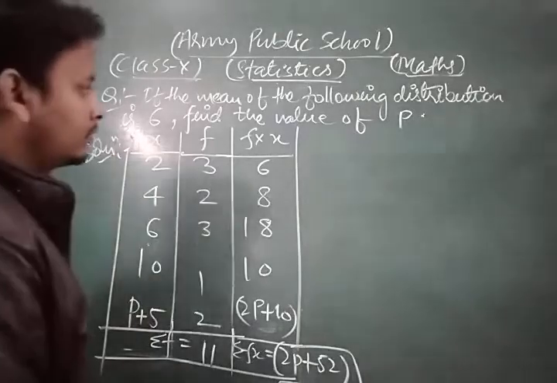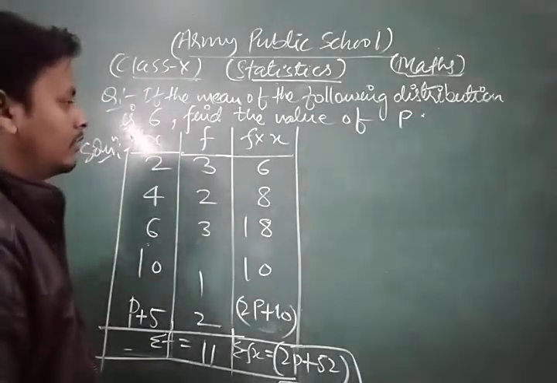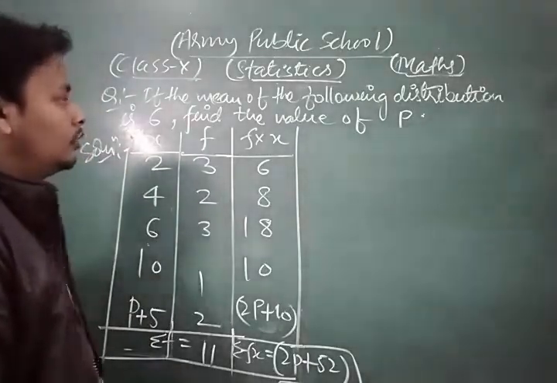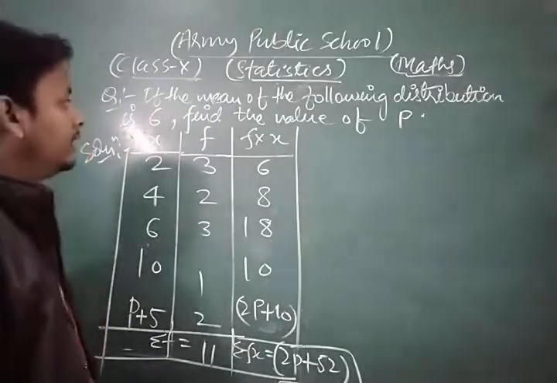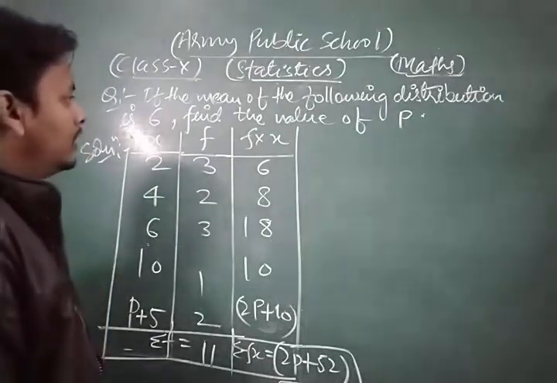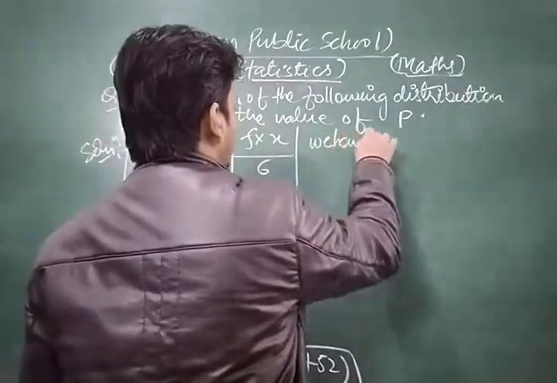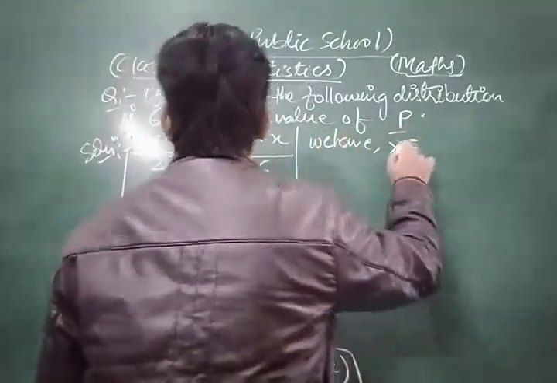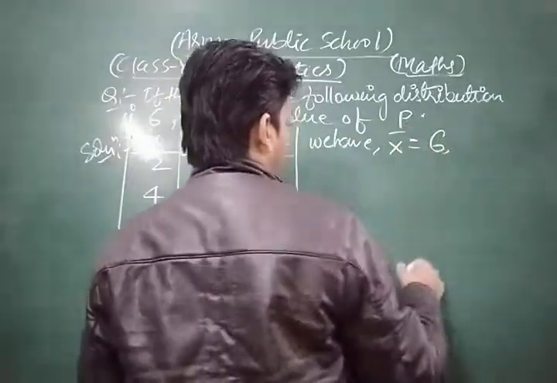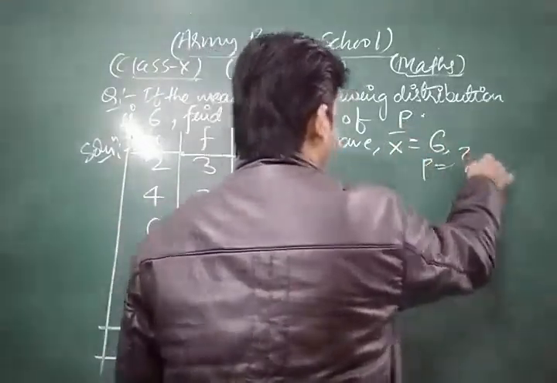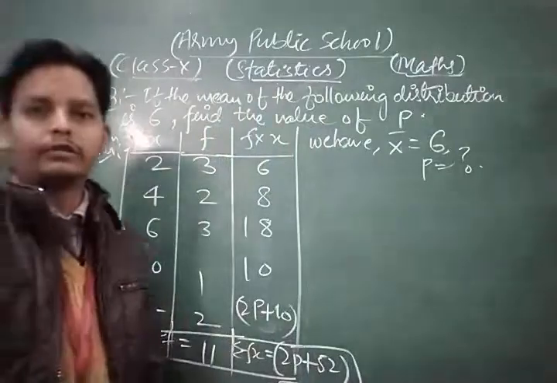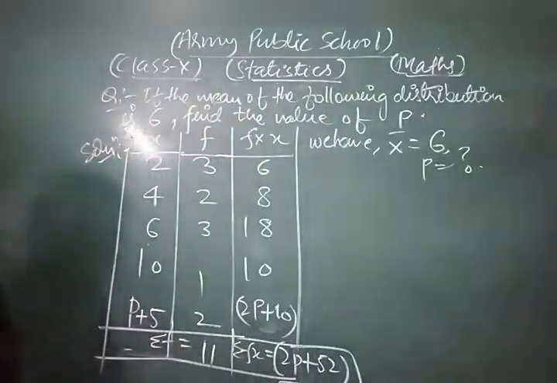Now the mean of the given distribution is already given, which is 6. From the question we have the mean of the given distribution as 6, and we find the value of p.